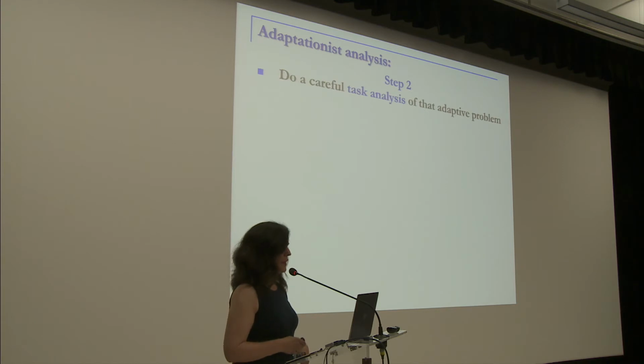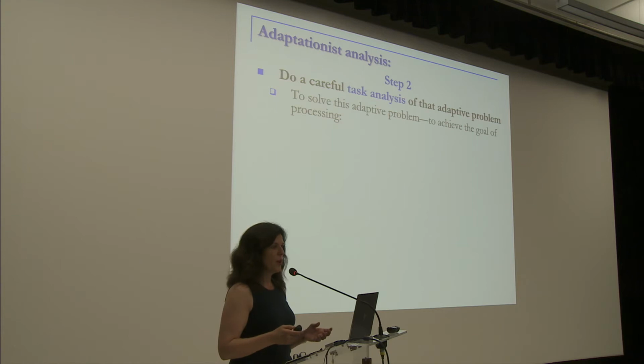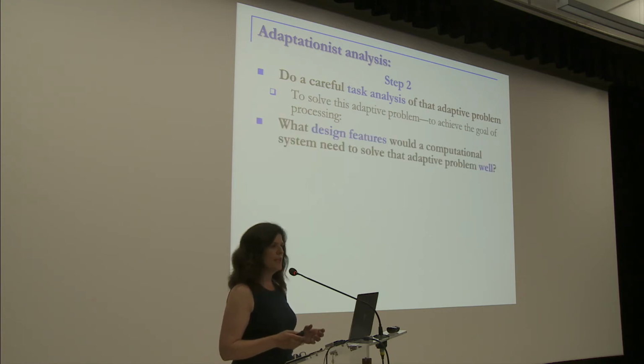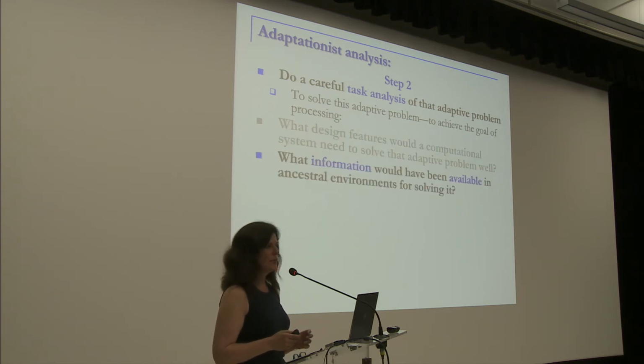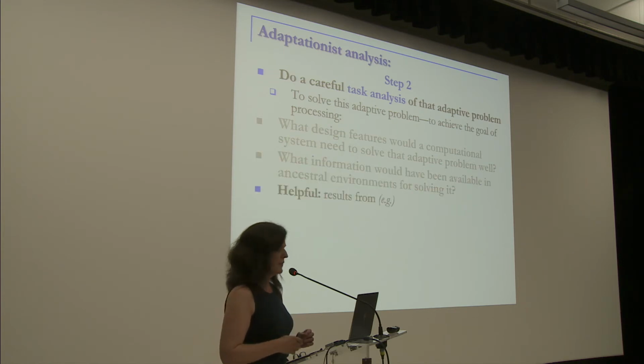Step 2, do a careful task analysis of that adaptive problem, what David Marr would have called a theory of the computation. To solve this adaptive problem, that is, to achieve the goal of processing, what design features would a computational system need to solve that adaptive problem well? And what information would have been available in ancestral environments for solving it? This is equally important. And many fields of research can be helpful for this. Evolutionary game theory, agent-based models, behavioral ecology, including studies of existing hunter-gatherers, non-human primates, et cetera, and studies of ancestral environments where you have information not just from paleoanthropology and paleoarchaeology, but from physics, geology, botany, zoology, and so on.